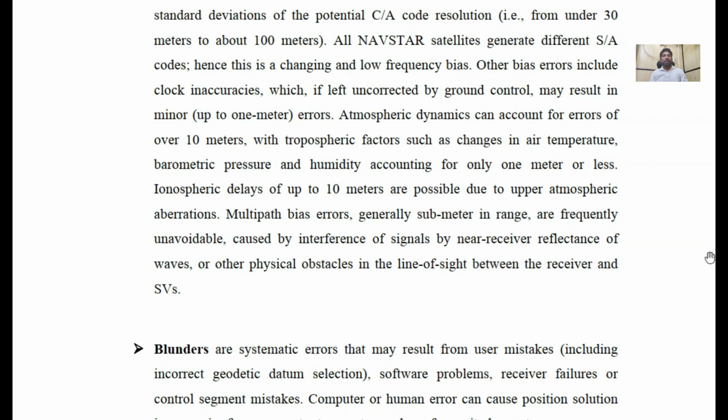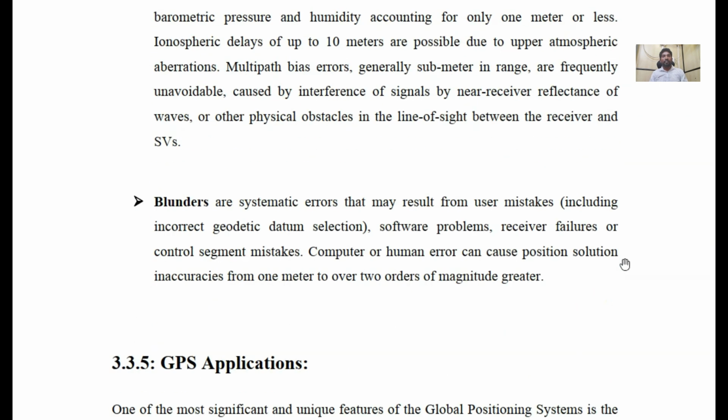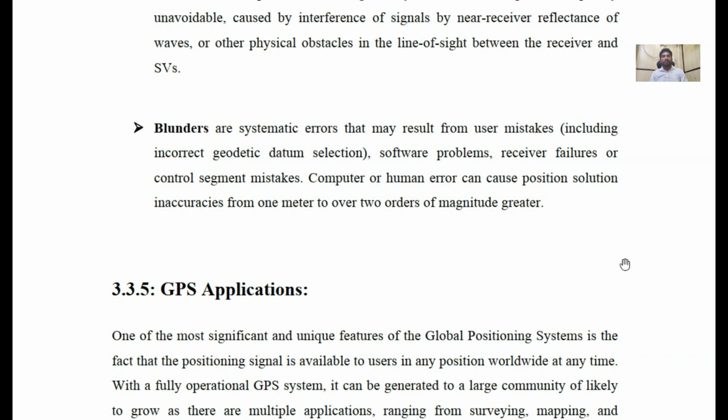Blunders are systematic errors that may result from user mistakes, software problems, receiver failure, or control segment mistakes. Computer or human errors can cause position solution inaccuracies from 1 meter to over an order of magnitude greater.